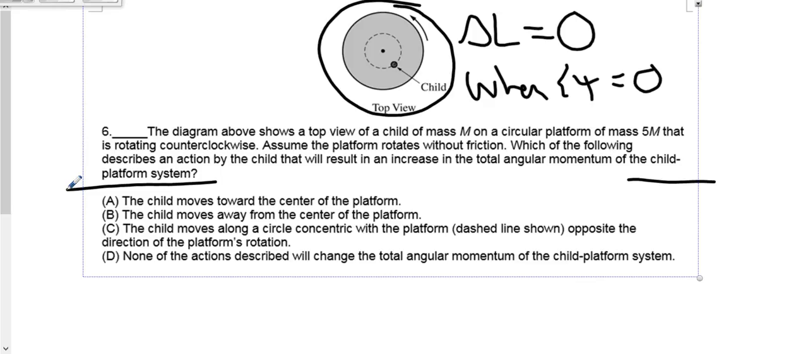C, the child moves along a circle opposite the direction of the rotation, so that means the platform's rotating in the counterclockwise direction.